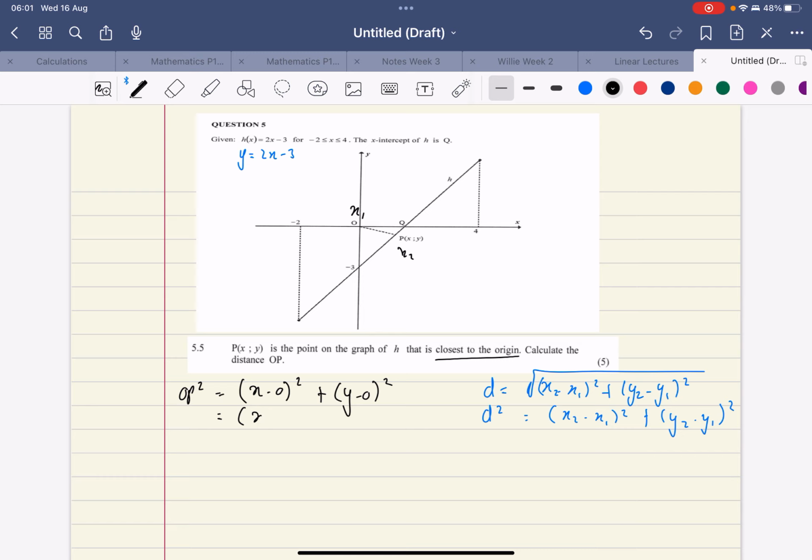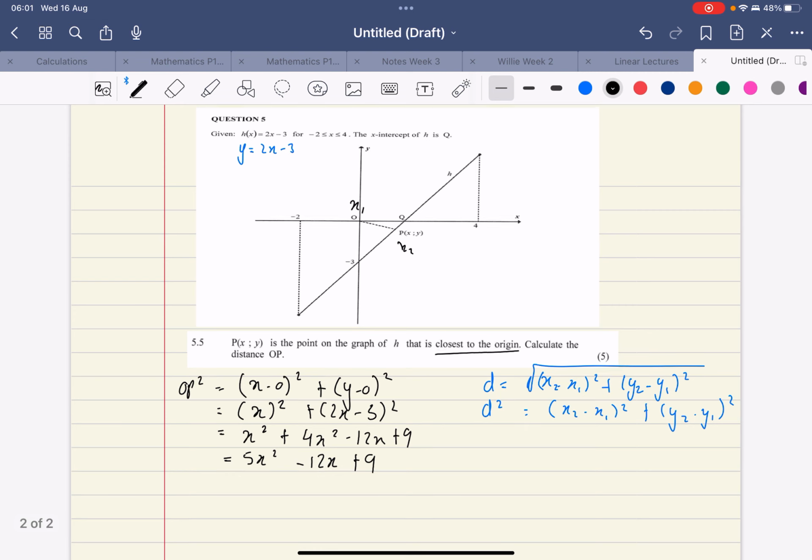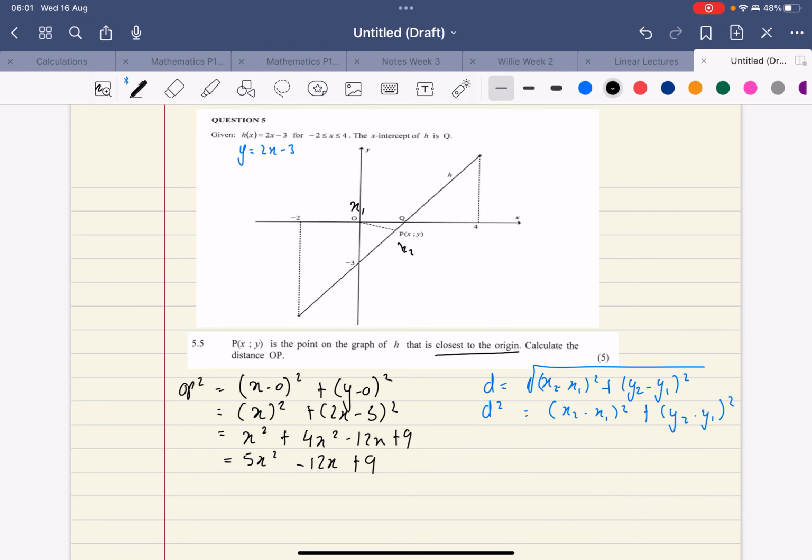So we can sub in 2x minus 3 for the y here. So we get x squared plus (2x minus 3) all squared. And if we write this all out, we'll get x squared plus 4x squared minus 12x plus 9. So that's just simplifying the brackets. And then that will give us 5x squared minus 12x plus 9. Okay, so for the line OP to be minimized, OP squared has to be minimum too. So the corresponding x value here, where OP squared is minimum, will also give us the corresponding x value for when OP is minimized.